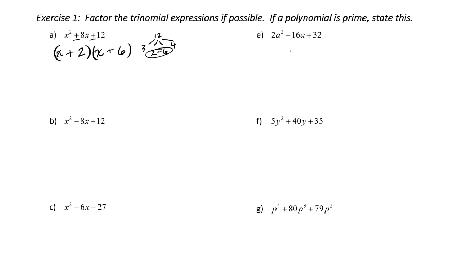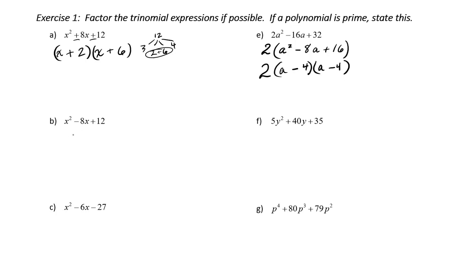Let's try this next one in the row. We have 2a squared minus 16a plus 32. Remember to always check for a common factor first, which this has. Once I factor out a 2, I'm left with a squared minus 8a plus 16. So I'll set up my two sets of parentheses. I'll have an a and an a as my first term in the binomial factors. And then I need something that multiplies to 16 and adds to negative 8. So I'm going to try a negative 4 and a negative 4. And that works.